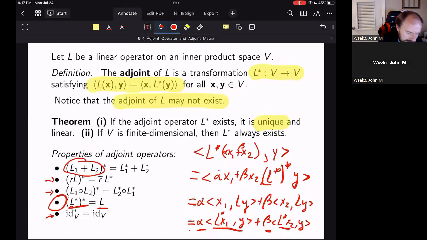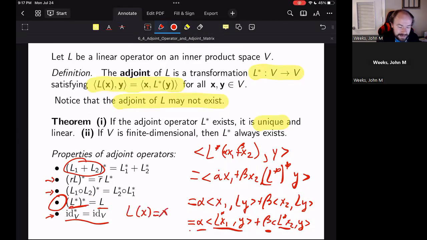Whenever we have, for example, a scalar times L, we can take it out of the adjoint symbol at the cost of a conjugate, the little bar over the scalar, of R. So that has to be the conjugate of R instead. We can compose L1 and L2 and then take its adjoint. That's the same as composing the adjoints of those two operators individually, but you have to switch their order. And then finally, the identity operator, the one that sends L of x equal to x.